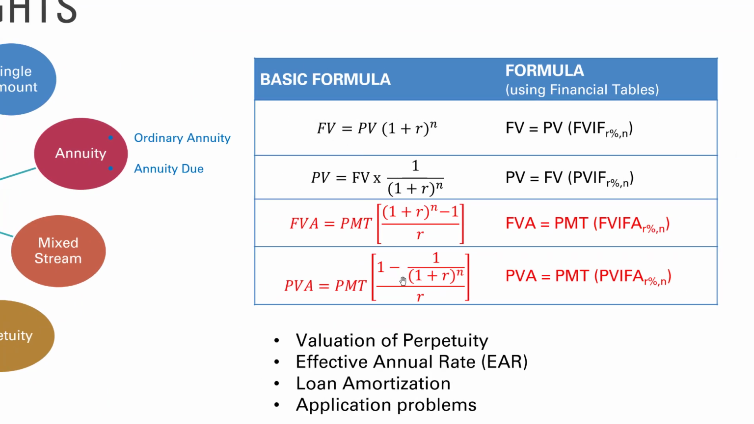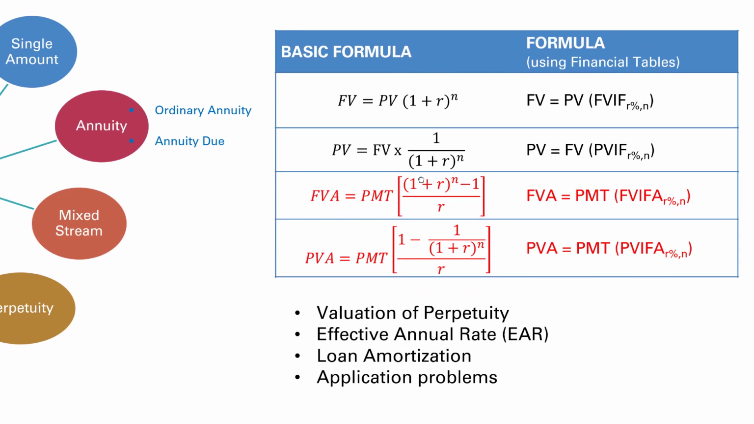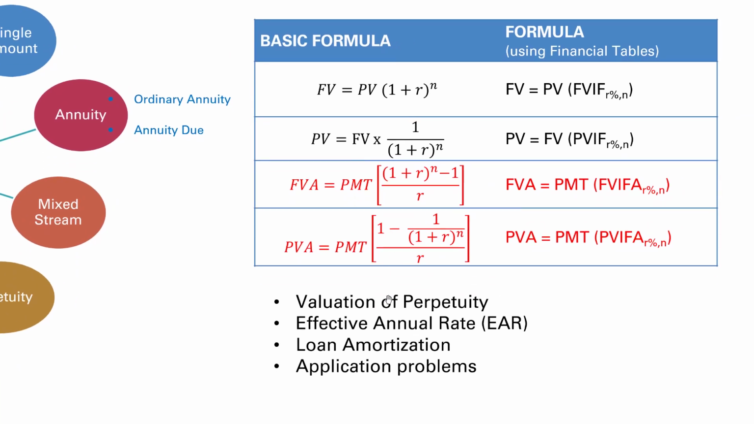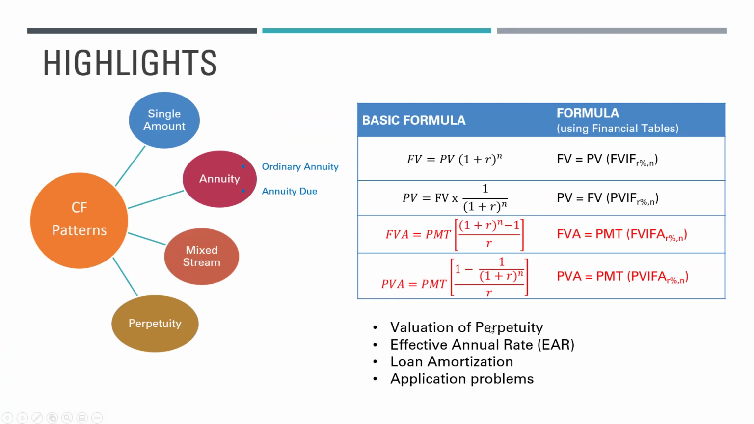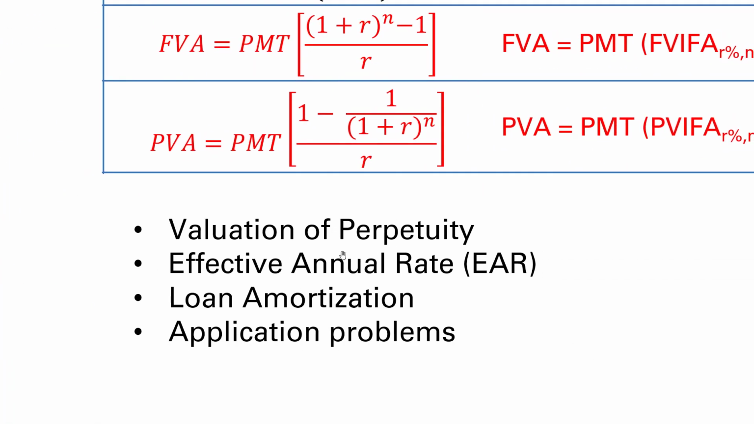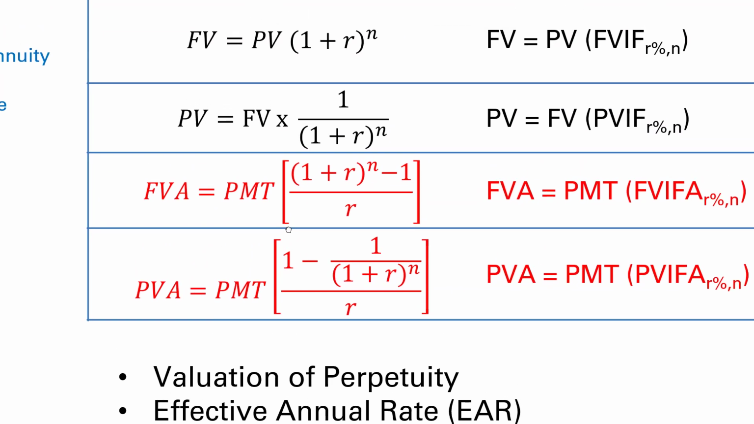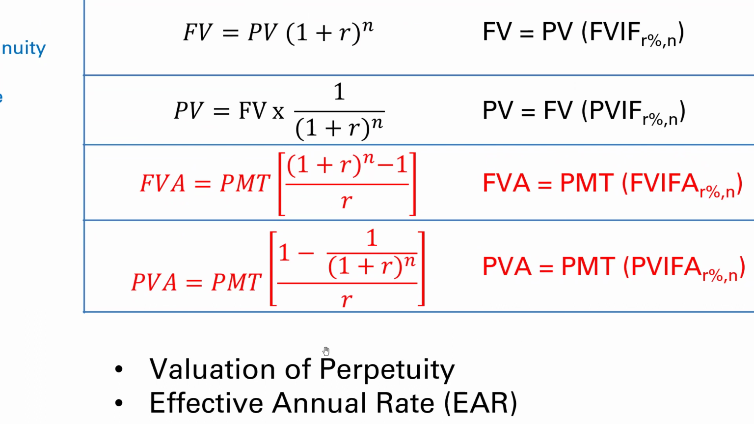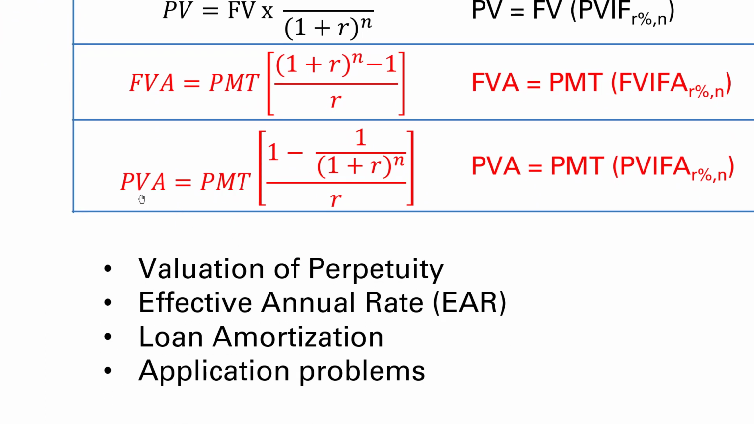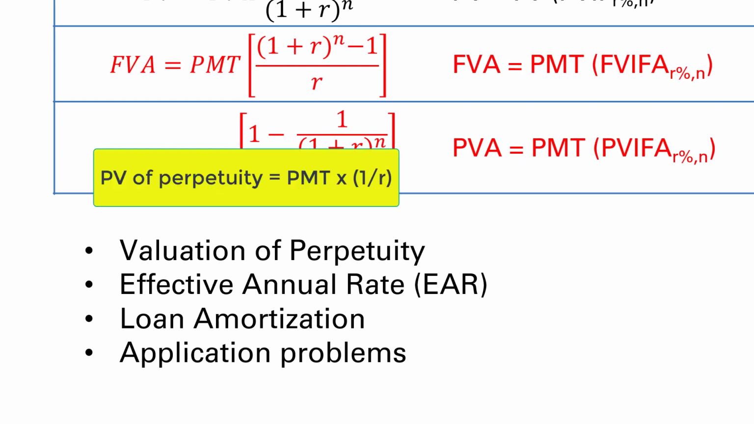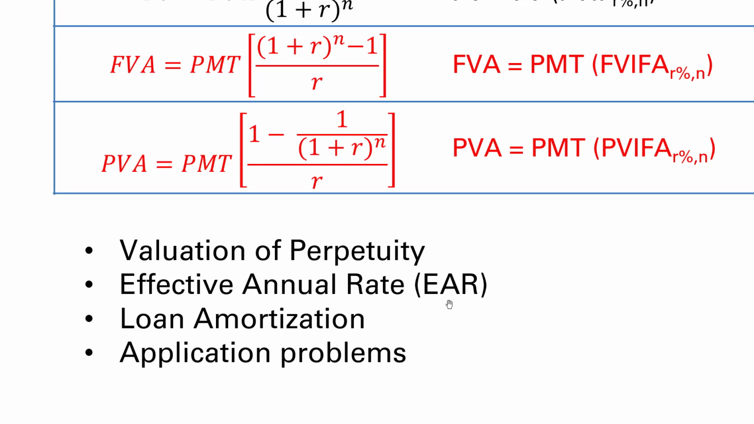Apart from cash flow patterns and basic formula, make sure that you go and have a look at valuation of perpetuity. So valuation of perpetuity may not be available in this particular formula, but it's not that difficult. Perpetuity is very similar to annuity. Like for instance, in order to find the present value for perpetuity, basically you just need to find PMT times 1 over R. So apart from that, it's very important to know what is EAR.